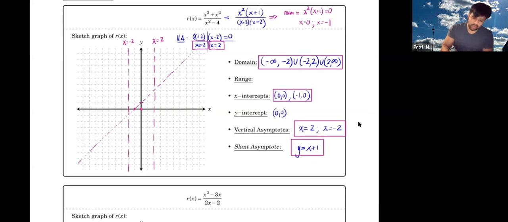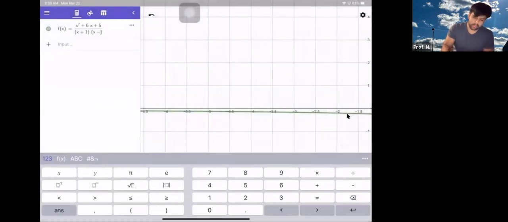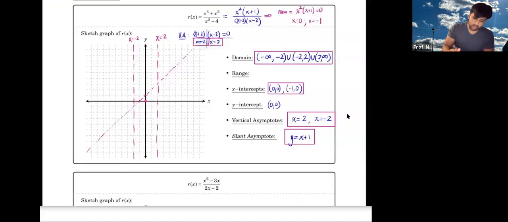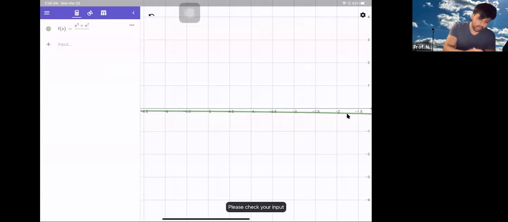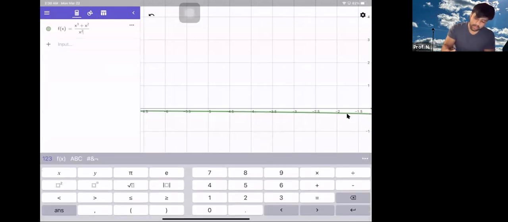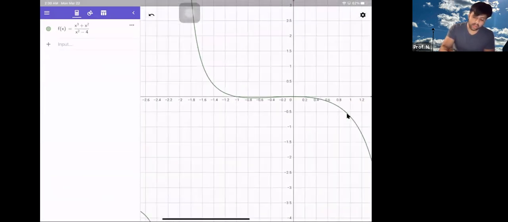And just to make sure we're on the right track, x cubed plus x squared, right? I'm going to graph it. So let me just move this up here. So we got x cubed plus x squared. And then let me just go back real quick. We got x squared minus 4. So look what we got.